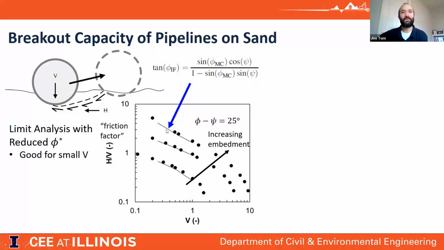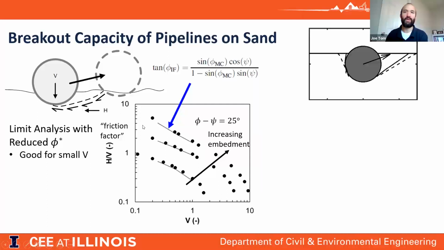So those lines there represent the upper bound limit analysis where we've now used this equation to reduce the friction angle that we input into OPTUM. And we then calculate the friction factor there. And we can see we get a very good comparison between the two.